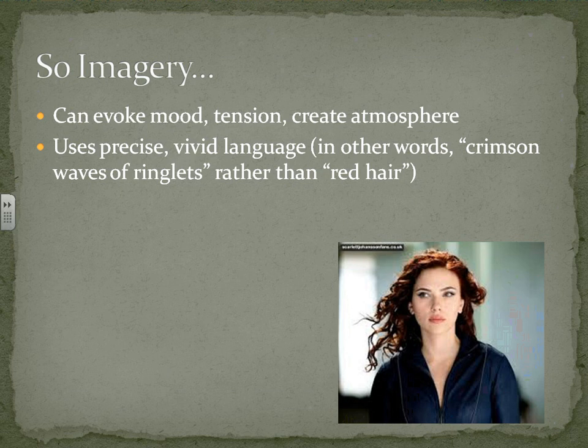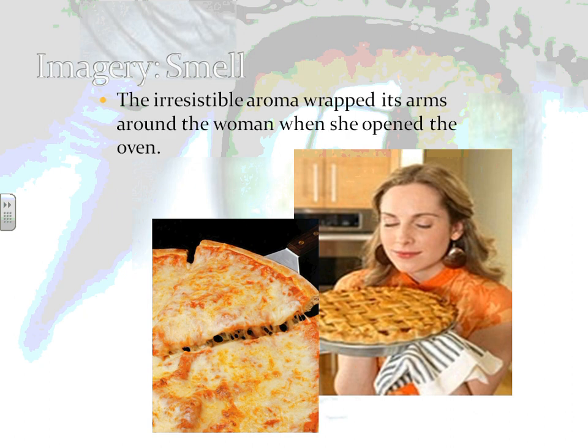You want to make sure, if you are using imagery or trying to identify imagery, that you're really looking for those places where they've chosen words that are maybe not quite commonplace or maybe refer specifically to a sense. So, here's an example. Let's say someone is cooking. You could say, they pulled the pizza from the oven. Or, the irresistible aroma wrapped its arms around the woman when she opened the oven.